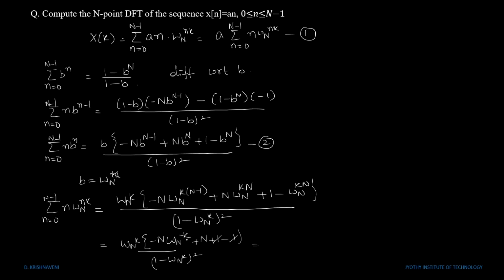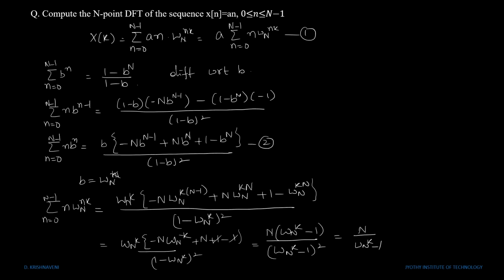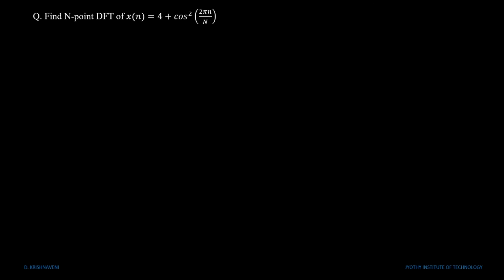So this is equal to, I take N common and multiply with W_N to the power of k, I will get W_N to the power of k minus 1 by, because this whole square is there, I can change this to W_N to the power of k minus 1 whole square. So this is N by W_N to the power of k minus 1. So X of k we have to multiply by a. So X of k is equal to a into N by W_N to the power of k minus 1.